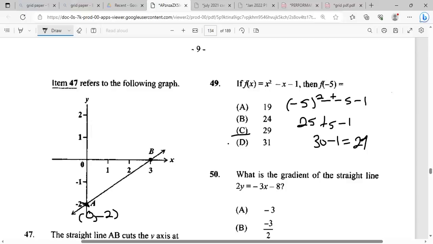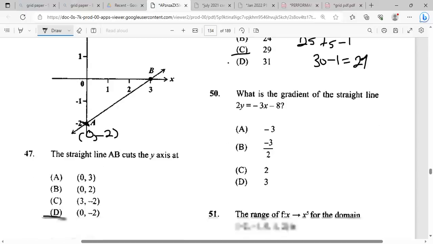All right, let's look at 50. What is the gradient of the straight line 2y equals -3x minus 8? All we have to do is make it in the form y equals mx plus c. So we divide by 2 so that y stands alone. That gives us -3 over 2, because remember, it's just the m part we need, the first part.